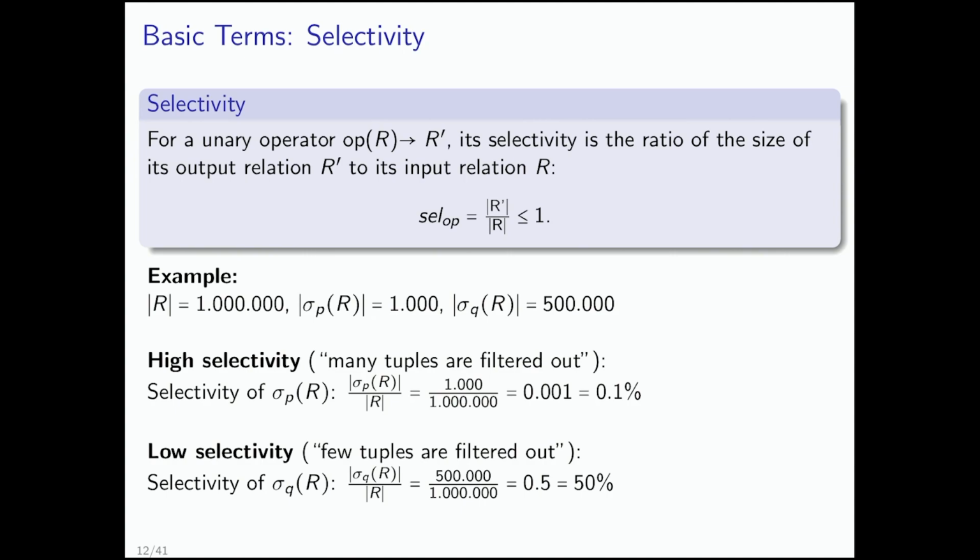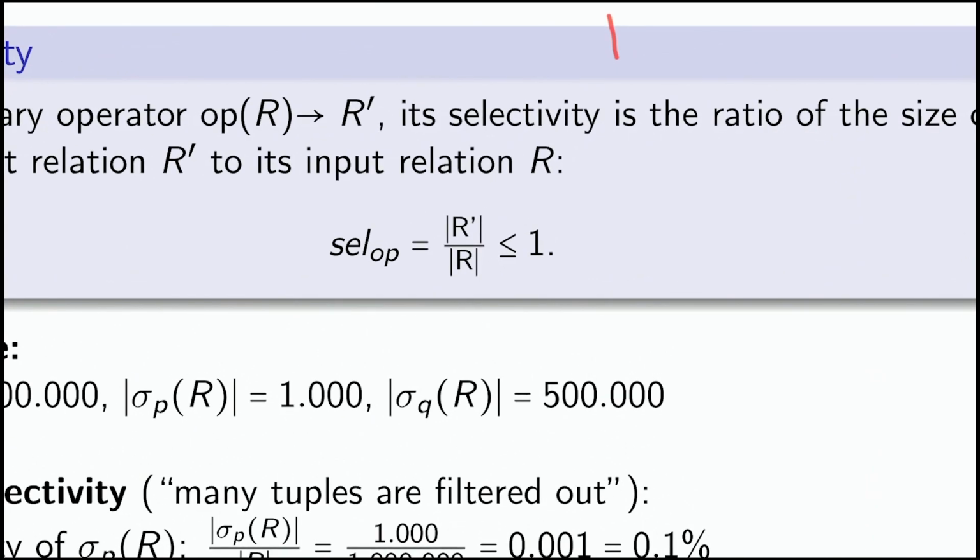One important term is selectivity. This is for the moment defined on a unary operator, so an operator taking one input relation and creating one output relation. R gets in, R prime gets out. And we say the selectivity is the ratio of the size of its output relation R prime to its input relation R.